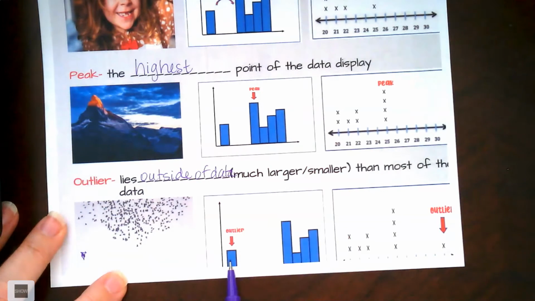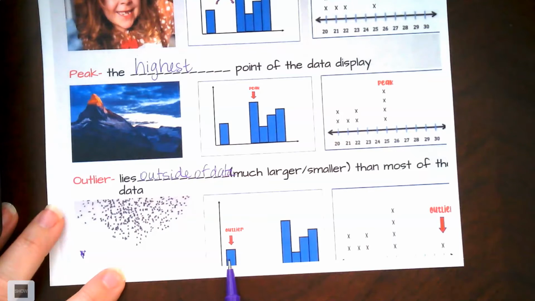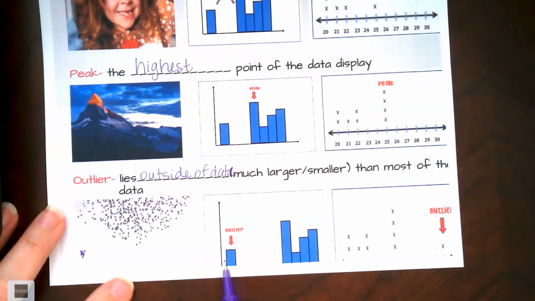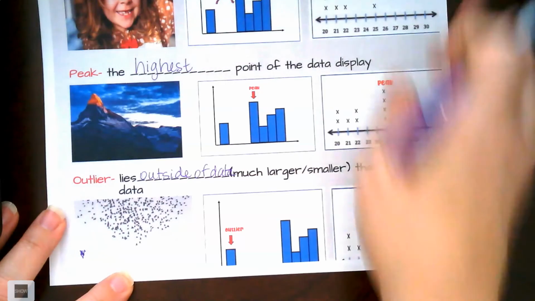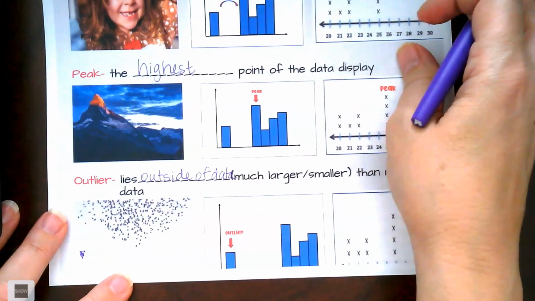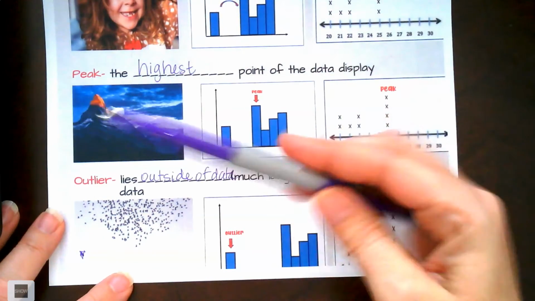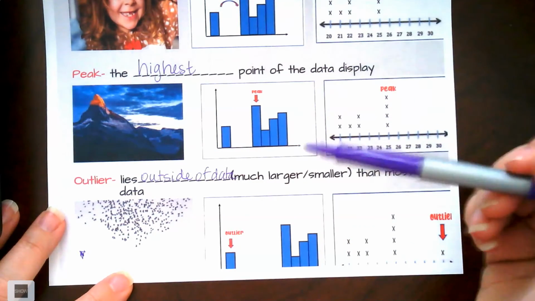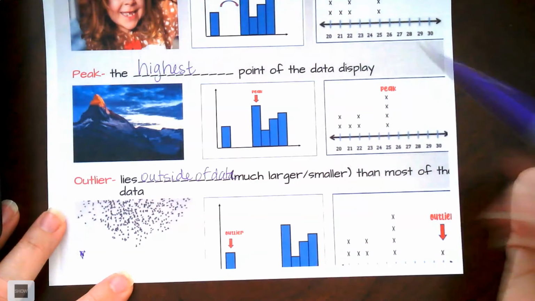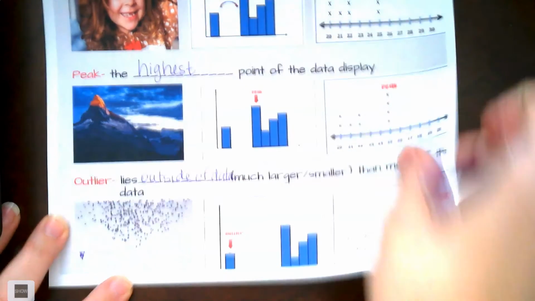If you look over here, we have an outlier to the left. It is much smaller than the rest of our data. And over here, we have an outlier to the right. It is much higher to the right of the rest of our data. Again, most of these terms have a very common definition that could be used outside of math, but it's also very useful when it comes to looking at data displays.